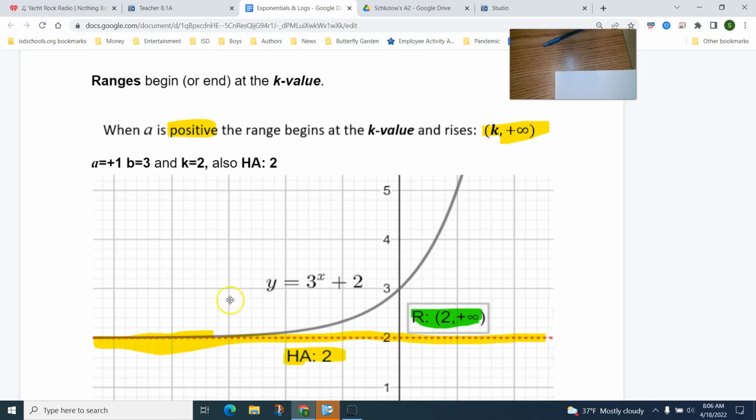The range, though, starts at the k value. It starts at the k value. With 3 to the x plus 2, my k value is 2. So my horizontal asymptote is 2. That's the floor. And so it will never, ever touch that. Think of a rock skipping across a pond, just so it stays afloat. That's what you try to do. How far can you skip it? I know it touches, but theoretically you don't want it to. Notice it's a parenthesis, since it never touches, it's a parenthesis.